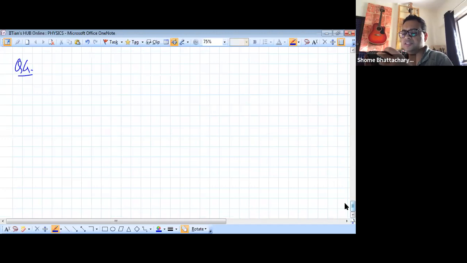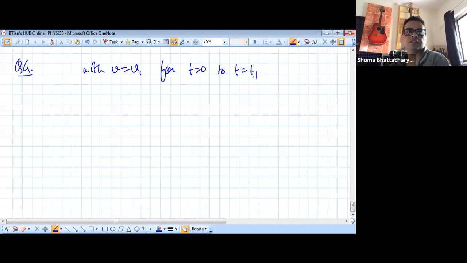So let me explain question 4 for the others also. What it is saying is that a person is traveling along a straight line, moves with a velocity v1 for some time, and then v2 for an equal amount of time. So he travels with v equal to v1 for time 0 to t equal to some t1, let's say. Then he travels at v equal to v2 for t equal to t1 to how much time? The same amount of time. So this will become 2t1.